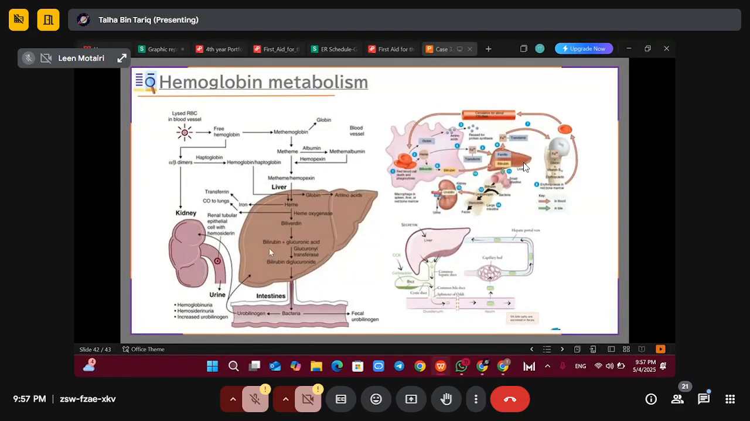So this is again a picture. You guys can follow. It's very easy. The same concept of the bilirubin metabolism and heme metabolism.